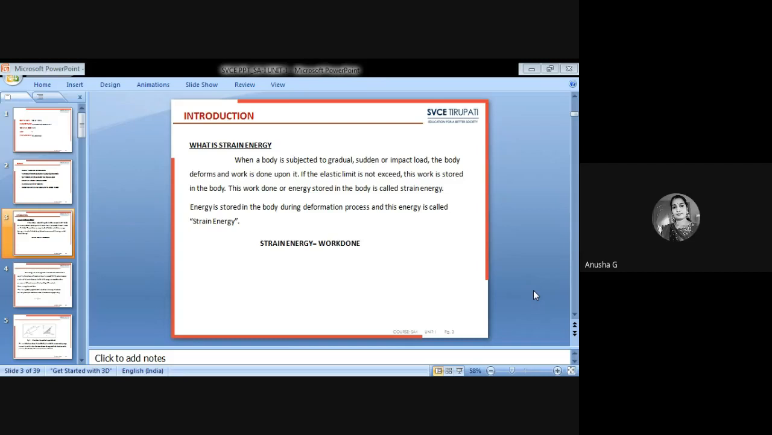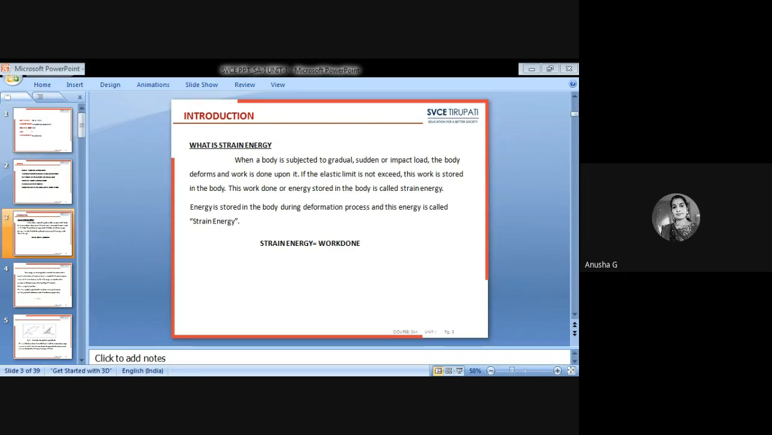Energy is stored in the body during the deformation process, and this energy is called strain energy. Okay. For this, we will observe some formulas also, and then we will solve some derivations, and then simultaneously we will go for the problems. Now I will share the notes also for you. First, please note down the definition.